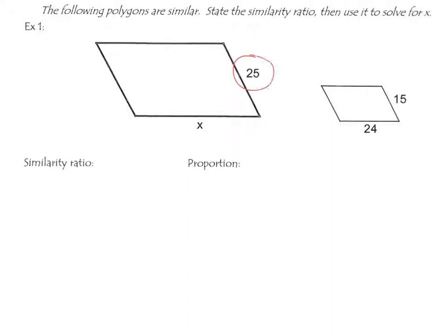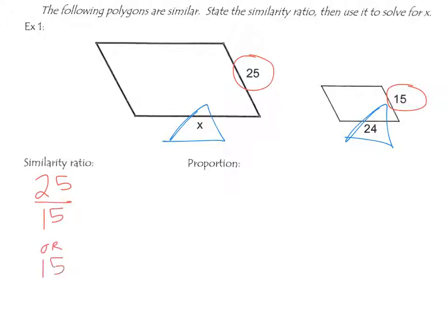So this 25 is on the right side of my figure, and this 15 is on the right side of my figure, so they correspond to each other. Then this x corresponds with this 24. If you want to bust out some different colored pencils or highlighters, this would be the place to do so. When I want to figure out what my similarity ratio is, I have to use the sides that have numbers because x doesn't help me with that. So I can look at either 25 compared to 15, or I can do 15 compared with 25. You just have to keep it consistent.